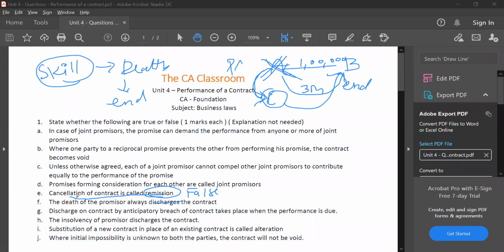Next, can you read the next question for us? Yes. Discharge of contract by anticipatory breach of contract takes place when the performance is due. False. The correct answer is false. Anticipatory breach takes place before the performance is due. So anticipatory breach can take place either at the time when performance is due or even before. Before itself you're estimating. I'll give you an example for this.